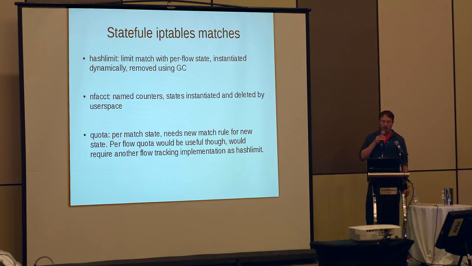But the other thing they have in common: the hashlimit implementation of the limiting is exactly the same as for the limit match itself. The main difference is the state is not per rule or per match, but is looked up from a hash table. NFACCT is exactly like the regular counter expression, except that the state where the counters are kept is coming from some different place. And for quota, it doesn't support per-flow or some different, more fine-grained quota, but it would be useful to have.